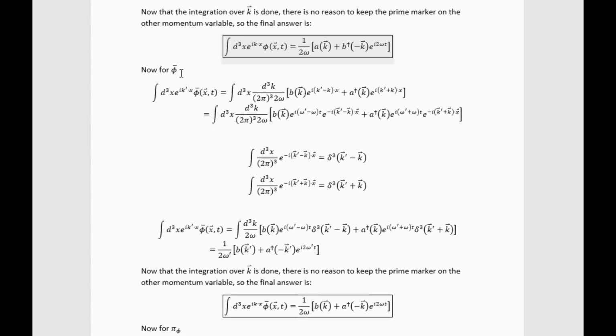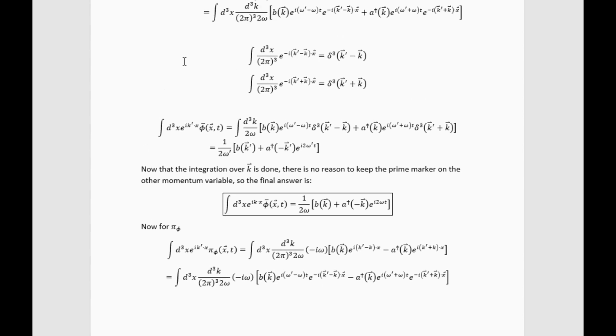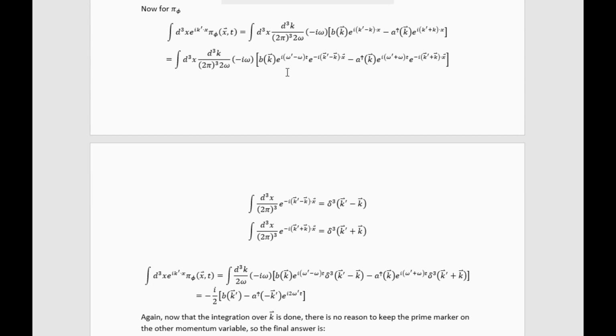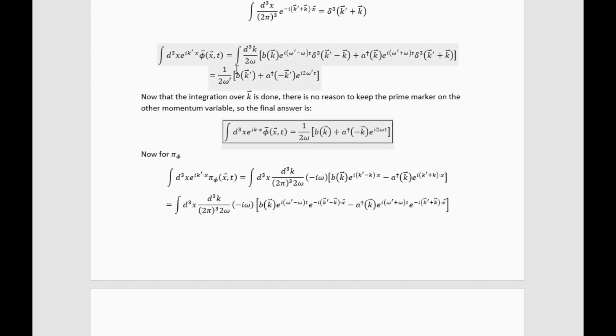Now we can do the same for the phi bar field. So coming back here, we'll do this integral in exactly the same way. We substitute the formula in, break apart the phase factors, use these integrals to do the integral over x, and then we do the subsequent integral over the k's with the delta function. Now again, we can drop the prime once the integration is done, because we've integrated over what we were calling k.